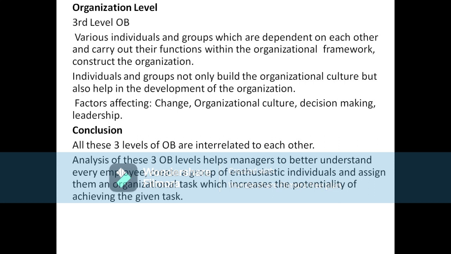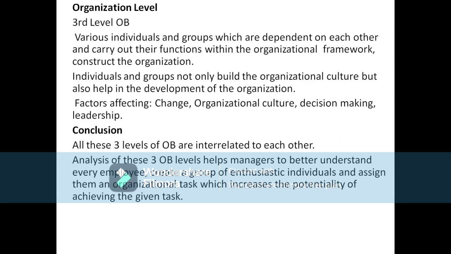So the managers have to motivate those employees. They have to understand their problems. They have to interpret, and they have to find solutions for these problems. In such a way, these organizational level behavior aspects can be helpful to the managers or to the management in the organizations to work properly in a smooth way.